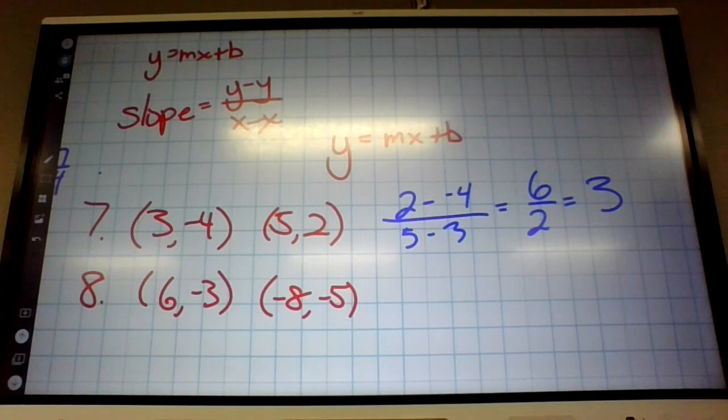And then I say, since we have to plug in, I need 2. Oh no, we're not writing an equation for a line yet. That's later. We're just finding the slope right now.